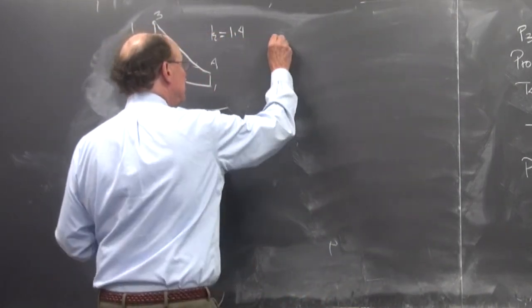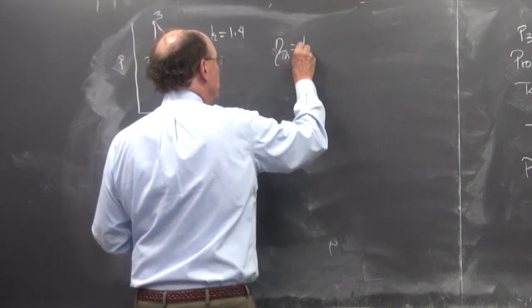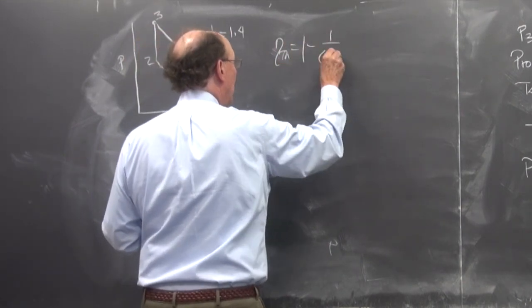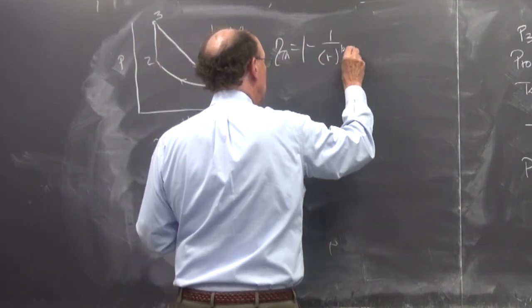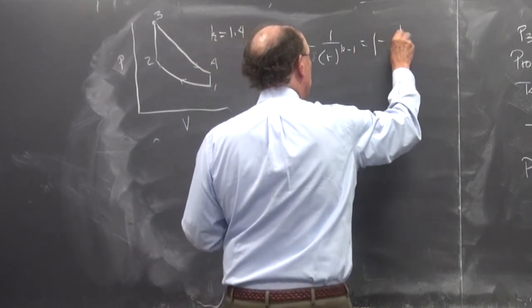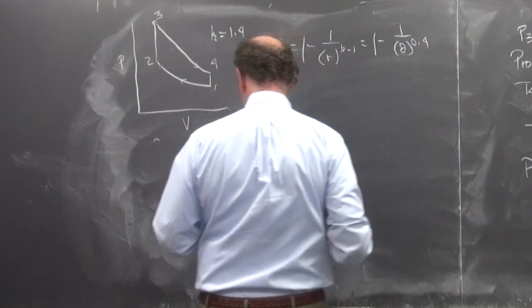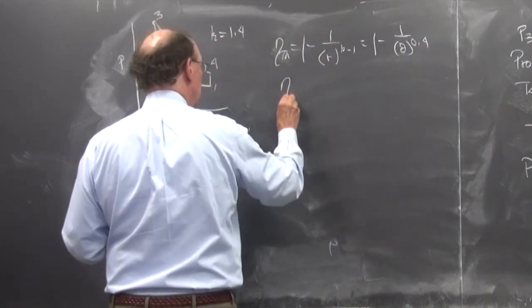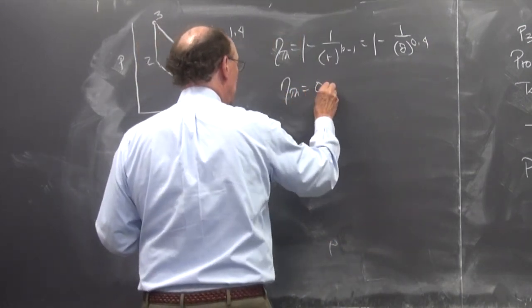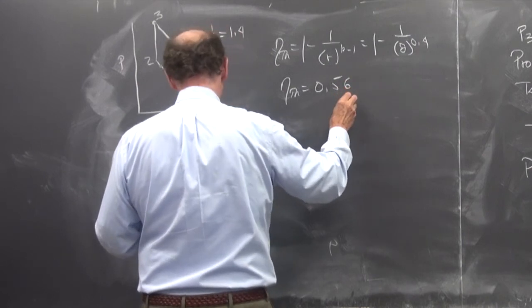So the thermal efficiency, 1 minus 1 over R to the K minus 1, 1 minus 1 over 8 to the 0.4, or the thermal efficiency is 0.563.